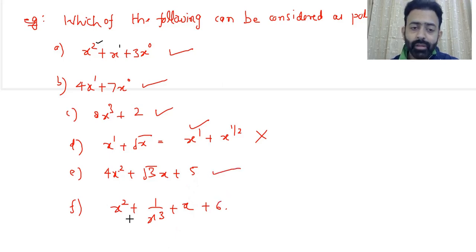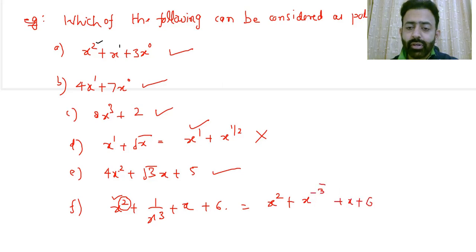And lastly, here the exponent is 2, so it satisfies the property, but here it is 1 upon x raised to the power 3. If I rewrite this as x square plus x raised to the power minus 3 plus x plus 6, now this minus 3 is not a positive integer, so the whole expression is not a polynomial function. Okay, so this is how you will determine whether any expression is a polynomial function or not.